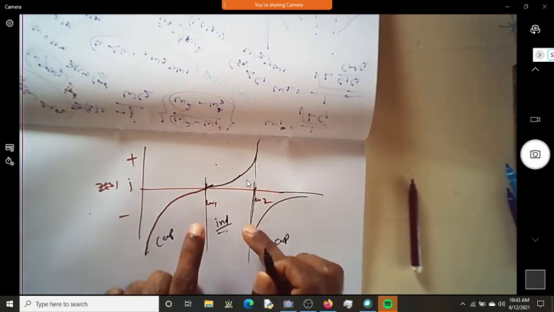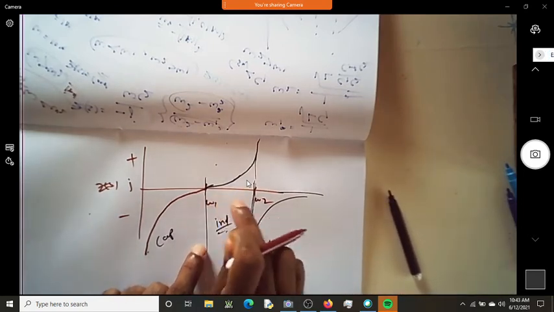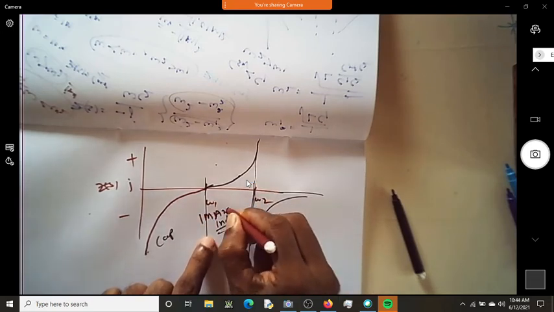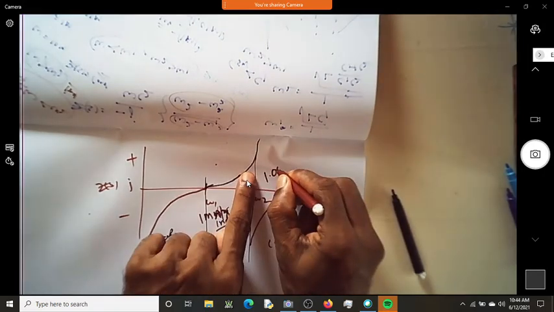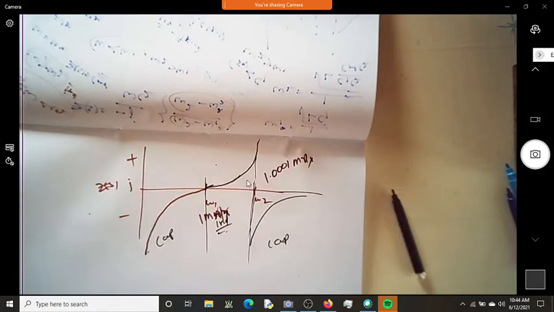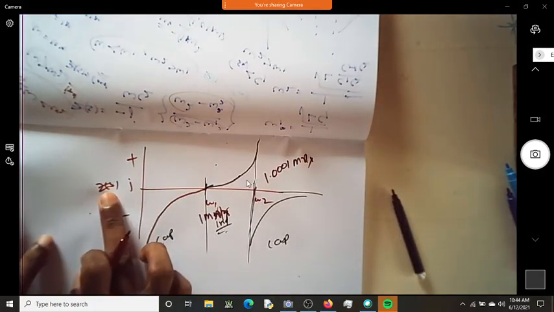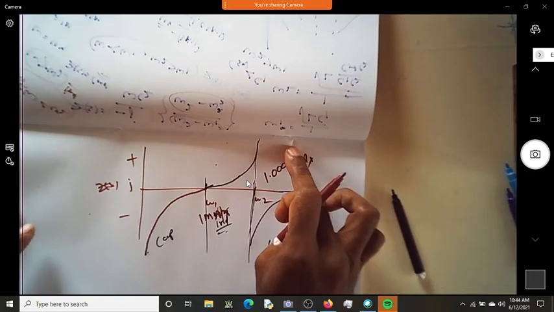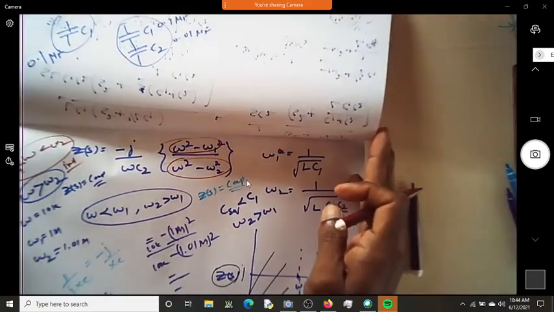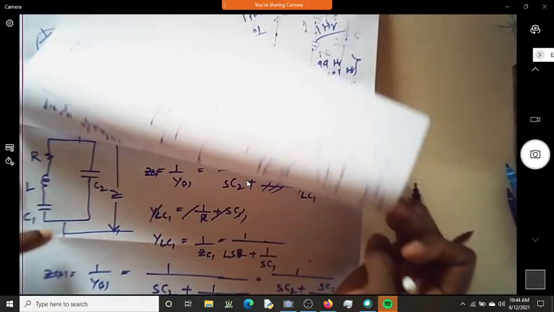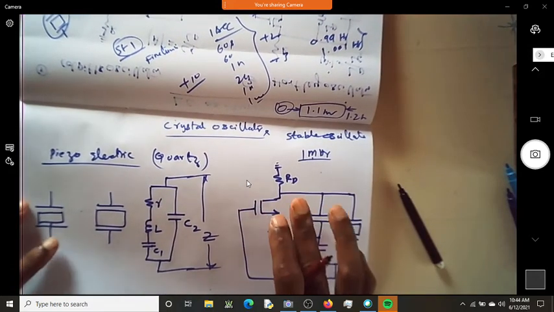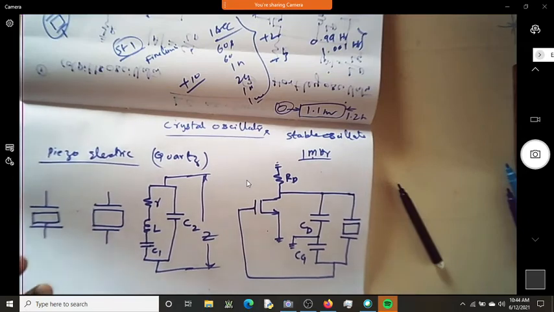When I say between these two frequencies, these two frequencies are very, very close. If one is 1 mega radian per second, the other one is 1.0001 mega radian per second. Meaning this crystal will behave like an inductor for a very small range of frequencies, so you can use this crystal as an inductor in that very small range, so that you'll get oscillation which is highly stable. Highly stable over there.